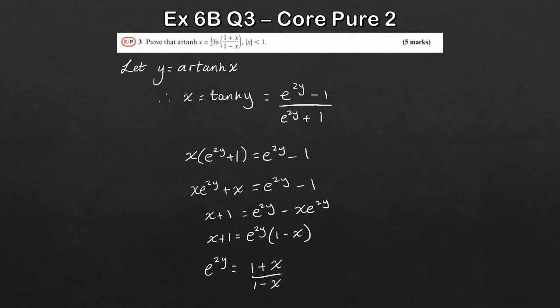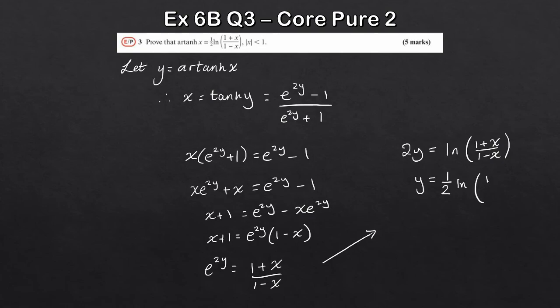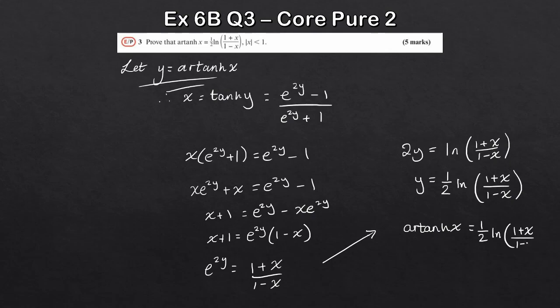So now, take logs of both sides. So this will be 2y is equal to ln of 1 plus x over 1 minus x. Okay, so to get it in terms of y, we just divide by 2, so y is equal to a half ln of 1 plus x over 1 minus x. And remember, like we defined at the beginning, y is equal to the inverse of hyperbolic tan. So the inverse of hyperbolic tan of x is equal to a half ln of 1 plus x over 1 minus x. Okay.